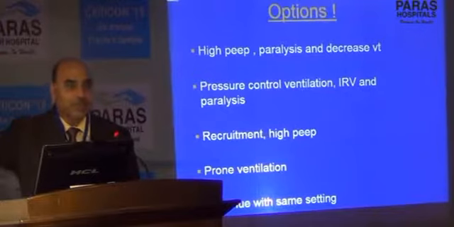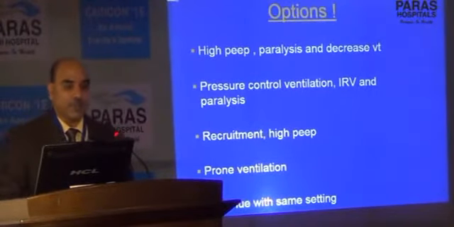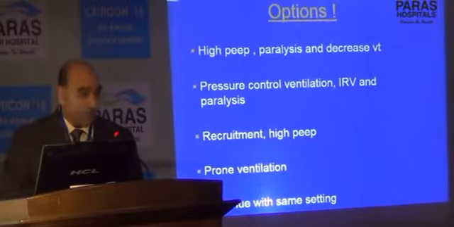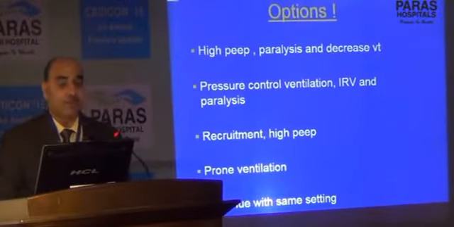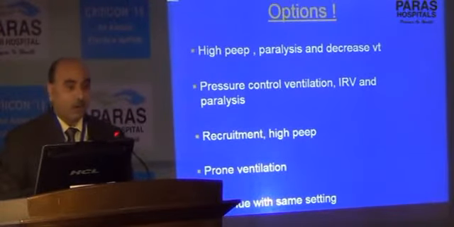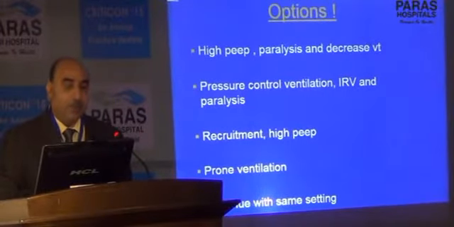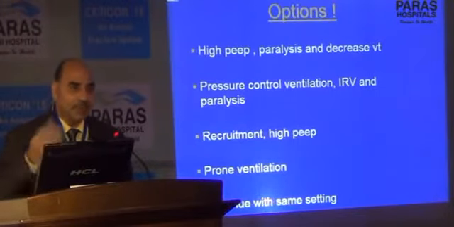Now we are moving to the second tier of the management of ARDS. What are the options we have in such a patient? The options are high PEEP, paralysis, or decreasing the tidal volume because the pressure is going high, or putting the patient on pressure control ventilation with inverse ratio ventilation, recruitment or high PEEP, going for prone ventilation, or continuing with the same setting. There are different options we have.